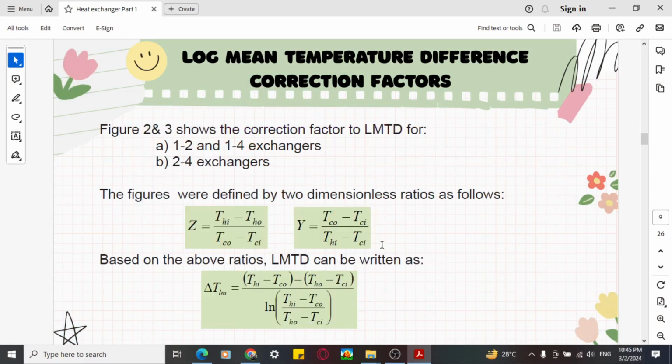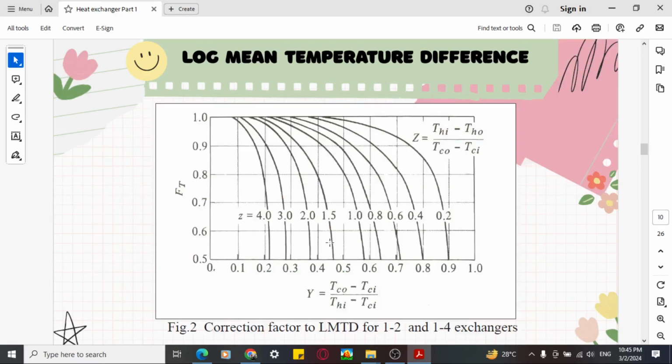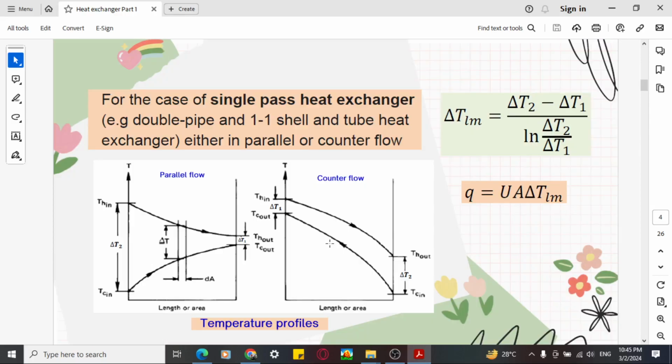Okay, so how about we do it one by one? To do it one by one, we take a look at this formula first. TLM equals this thing. Okay, so I write it in our slide first.